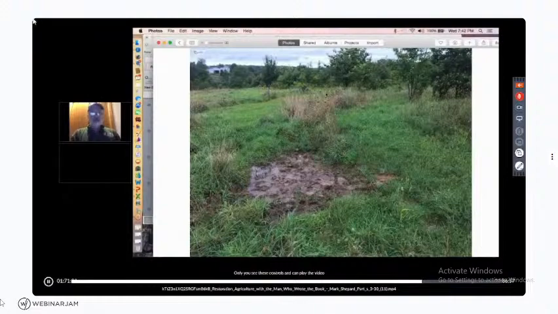Here's another ridge. If we look at this picture right here, this is right at that spot there.